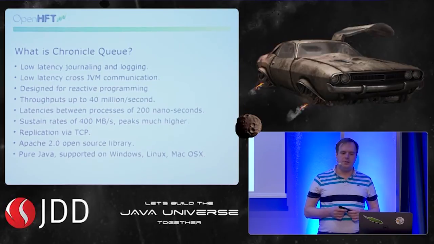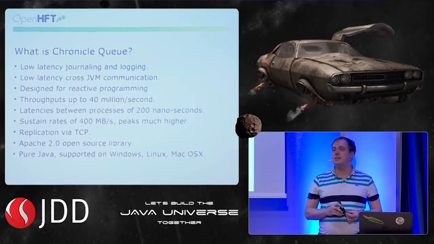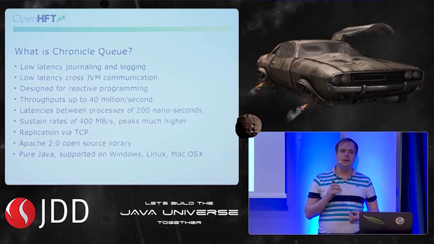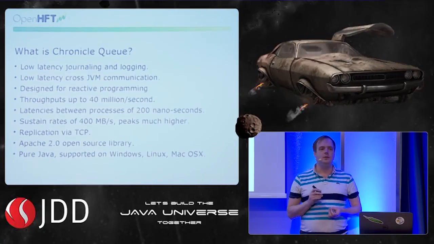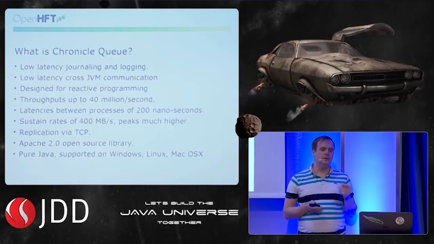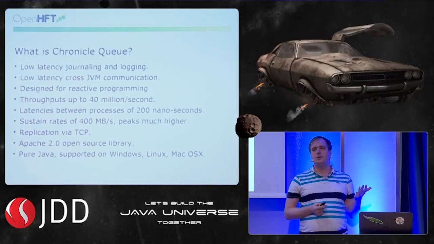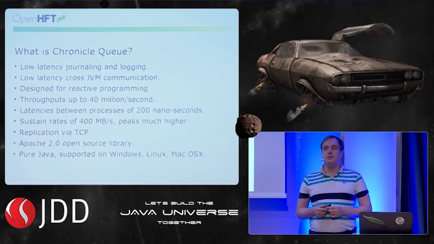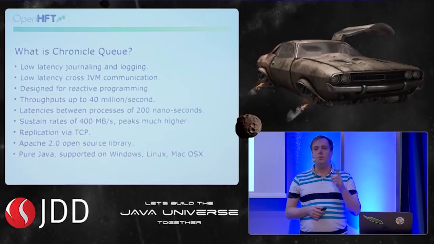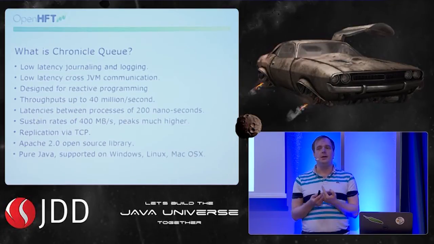We can sustain throughputs of 40 million messages a second with queue. That's to a single queue. Actually, if you have multiple queues on the same box, you don't get any more throughput, because one queue is enough to use up all the resources of your box. In fact, what some people do is they have one queue for their entire application. Everything goes through that one queue.